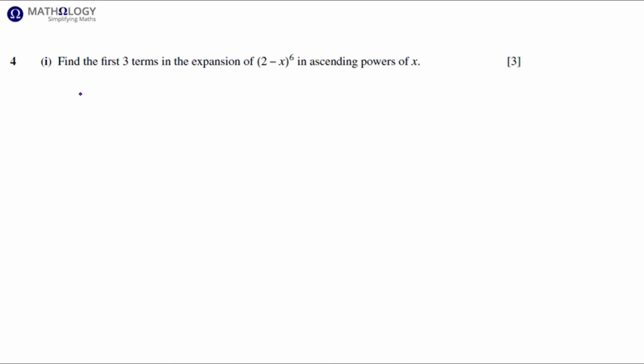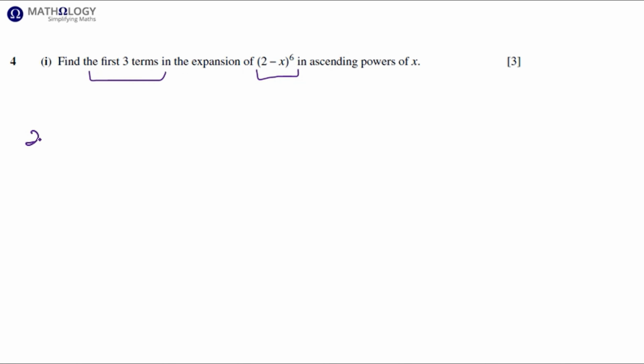Okay, question 4. Find the first three terms in the expansion of 2 minus x to the power of 6 in ascending powers of x. Now, we only require the first three terms. So we could, in theory, expand this binomial completely, but we don't really need to do that because they're only asking for the first three terms.